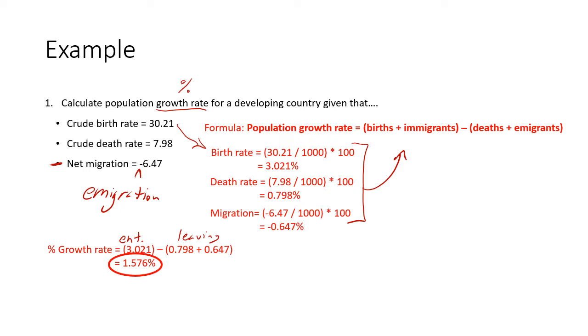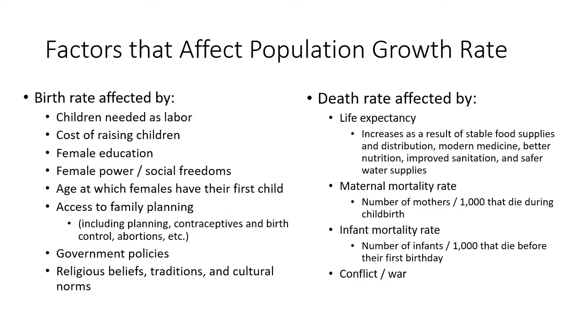Okay, this is very representative of what you will see on an AP test or in a test in my class. All right. So what are some variables that can affect population growth rate? I split this into birth rate and death rate. We could also talk about immigration and emigration. However, we won't do it as much, but a little bit.